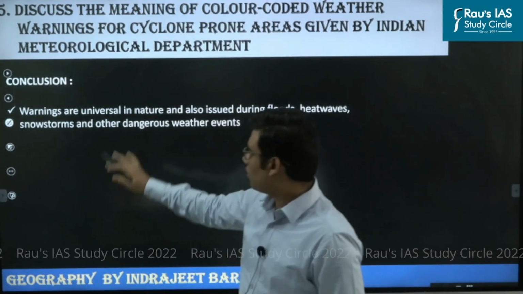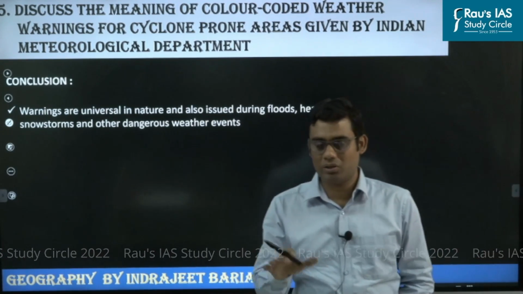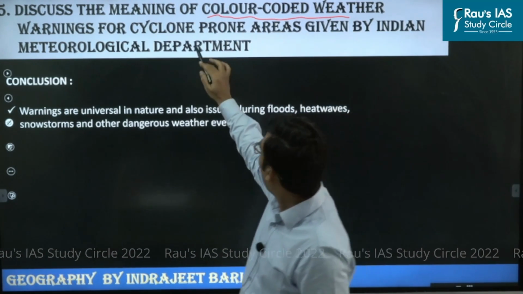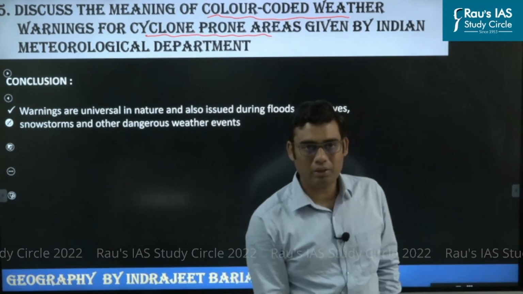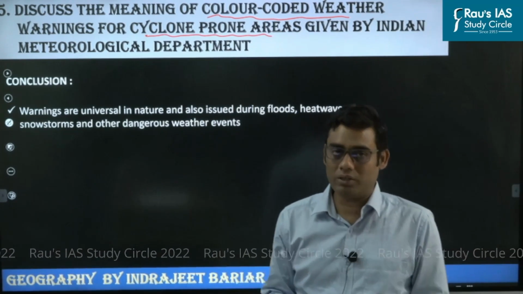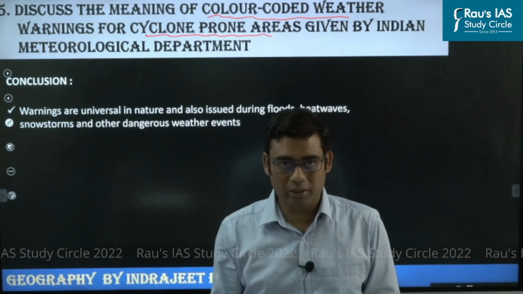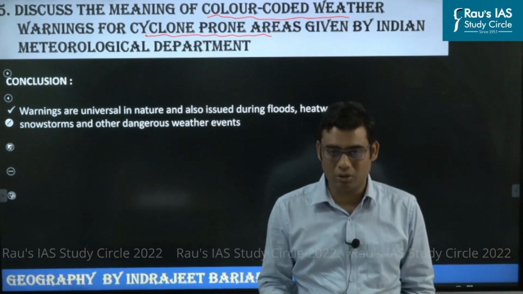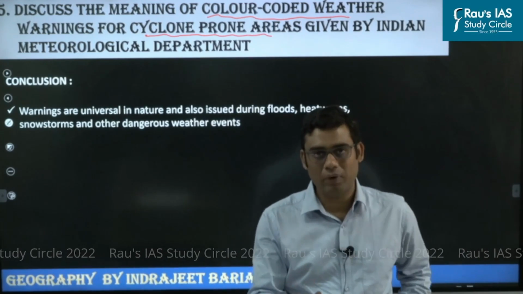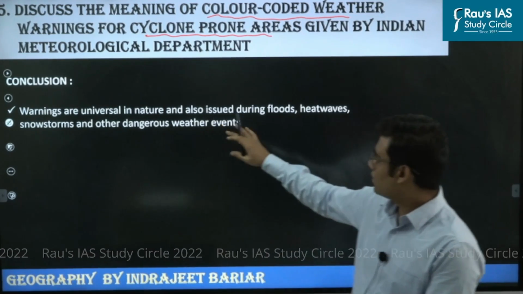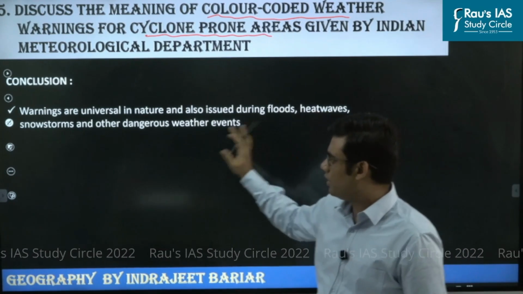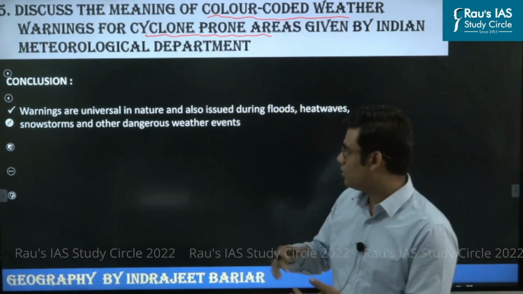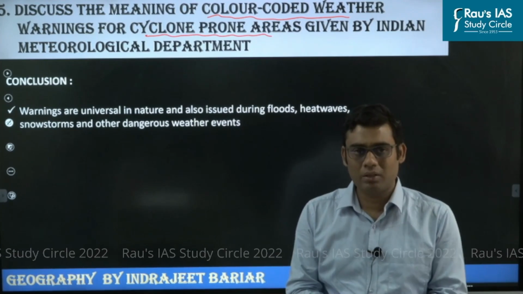And after this, in the conclusion, what we would be writing: the question is saying color coded warning system for cyclone prone areas. But we have to understand that the color coding warning system is not particularly related to the cyclone, but rather for other extreme weather conditions also. So that is something we will clarify in the conclusion. That is, warnings are universal in nature and also issued during floods, heat waves, snowstorms, or any other such extreme or dangerous weather conditions. This is the second question.